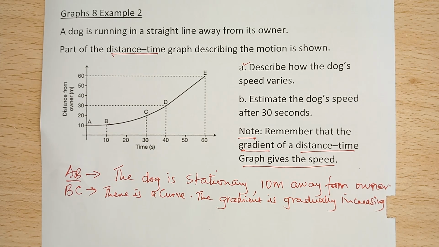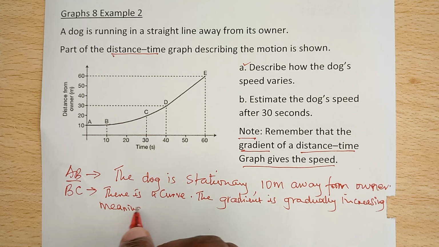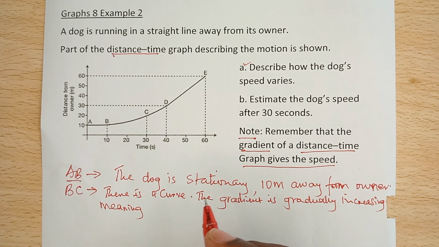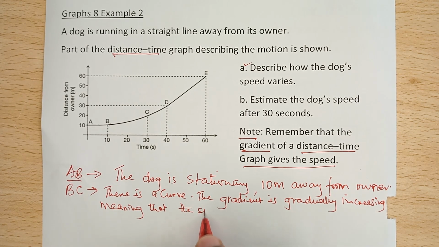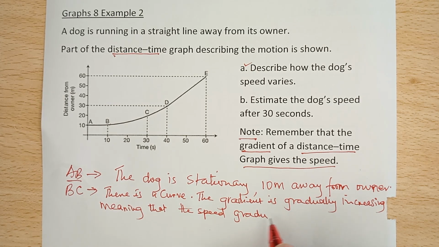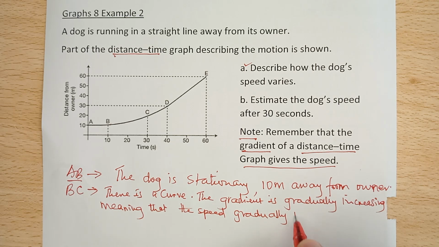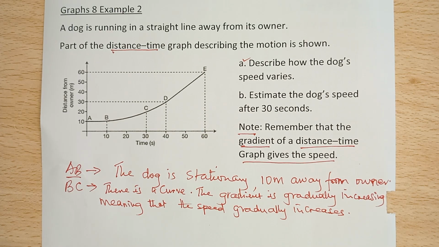What does this mean when the gradient is gradually increasing? It means that the speed of the dog gradually increases.